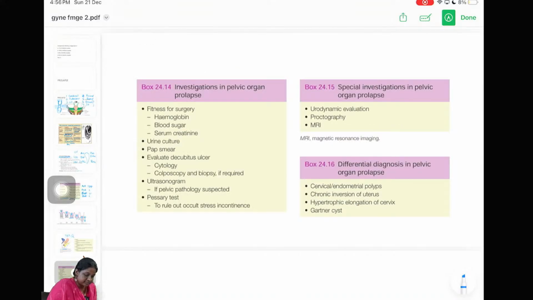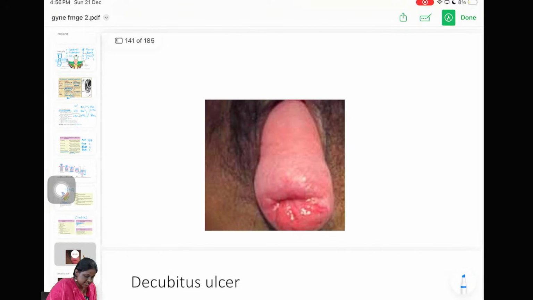What are the investigations that you can do? Prolapse can mostly be determined by clinical examination and clinical evaluation only. But if there is any urological complaint, you can go for urodynamic evaluation. If there is any rectal problem, proctography. And if you suspect any other lesion, then MRI can be done. Understood?